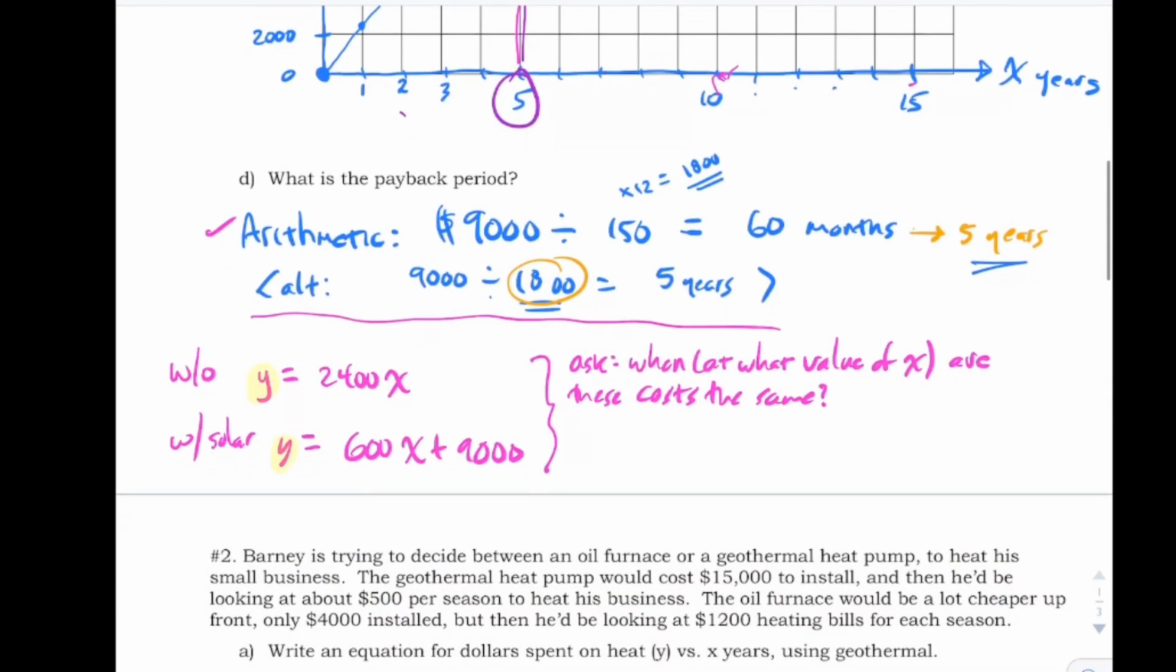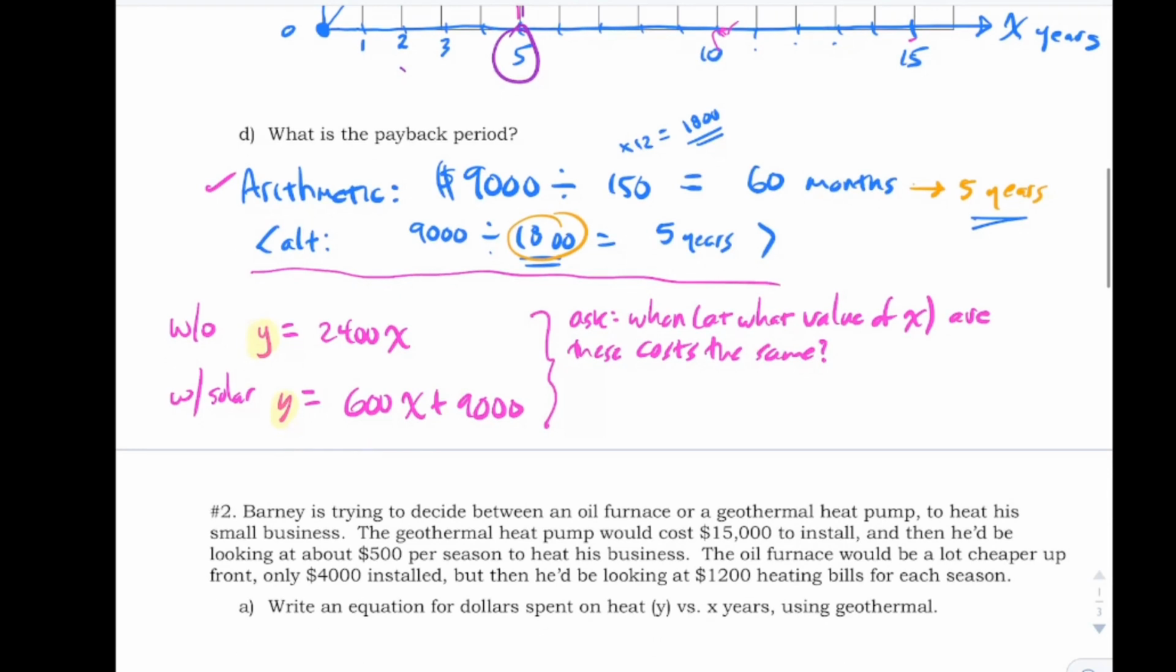And so that's why I'm down here asking, at what value of x are these costs the same? Well, if they're the same, that means that the 2,400x, that's how much you paid without solar, will be the same as the 600x plus 9,000. That's how much you're paying with solar. And you've got a beautiful little equation there that you can solve without too much trouble. Subtract the 600x on both sides, right? Get all the x terms to the left. And what do we got here? 24 minus 6 is going to be 1,800x, equal to 9,000.